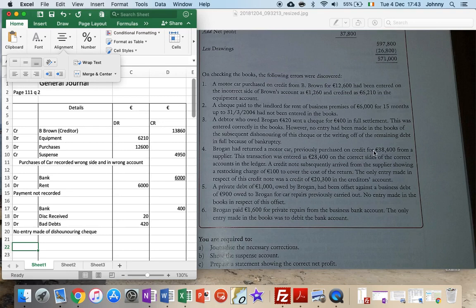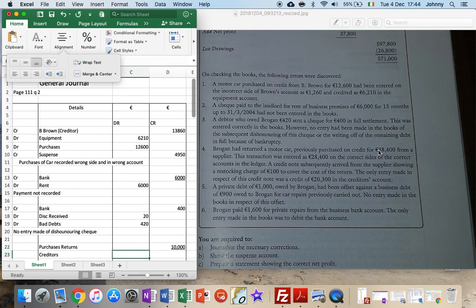So I returned a car and it was entered as 10 grand less on the correct side of the correct accounts. So I need to add an extra 10 grand for returning goods. So it's purchase returns. Purchases would be debit. So purchase returns is the opposite. And I need to have 10 grand more purchase returns.